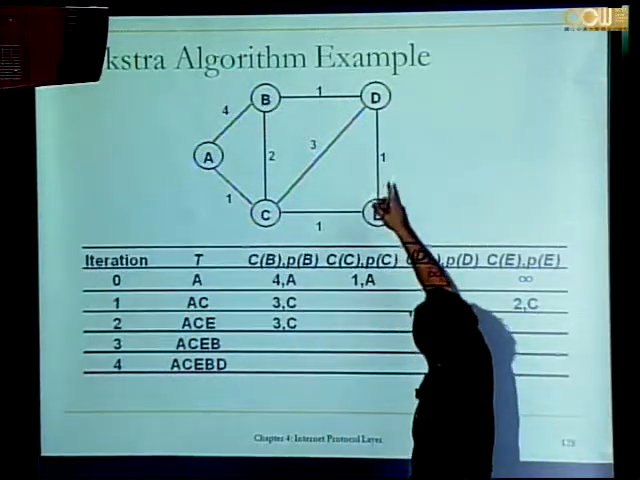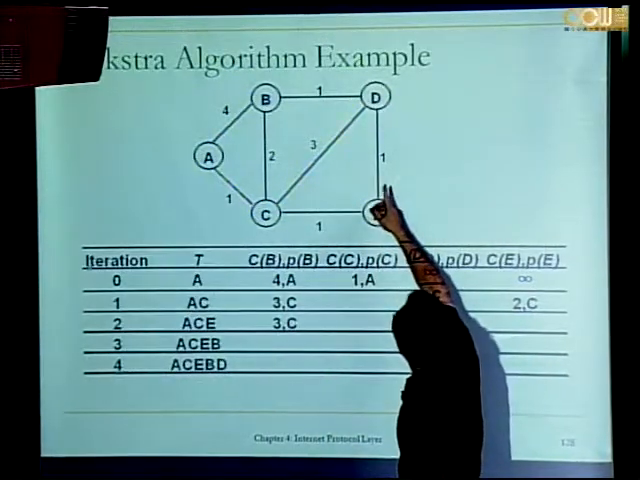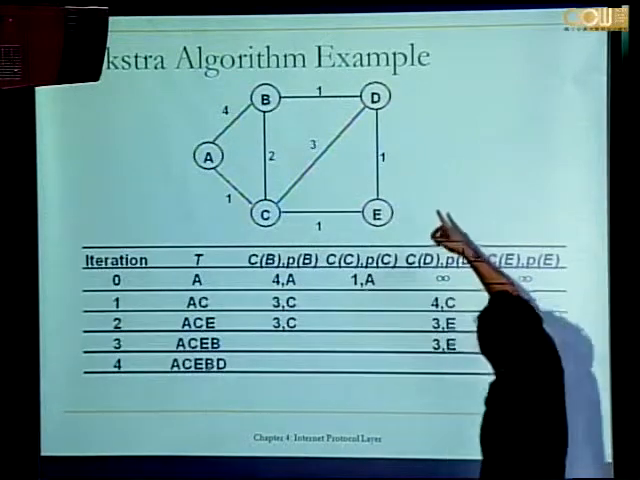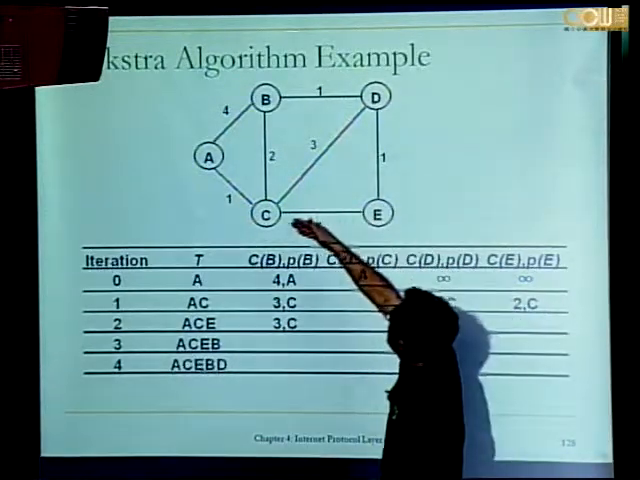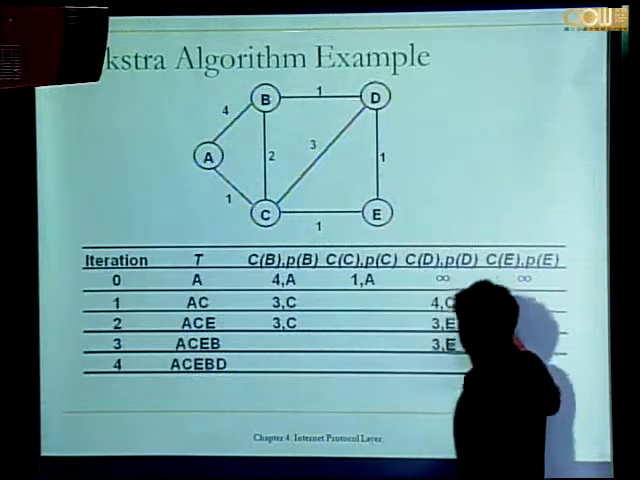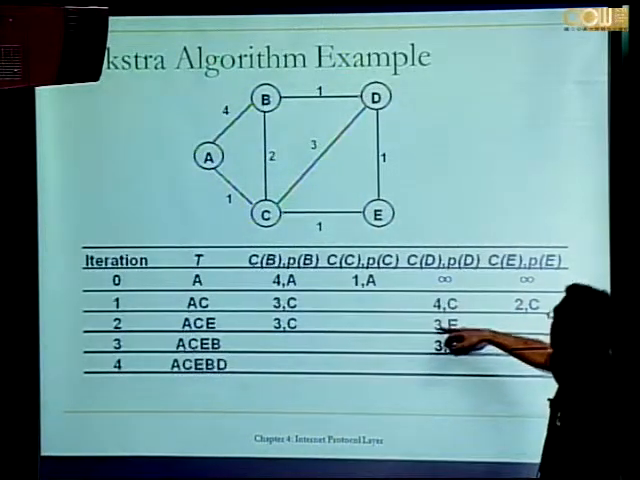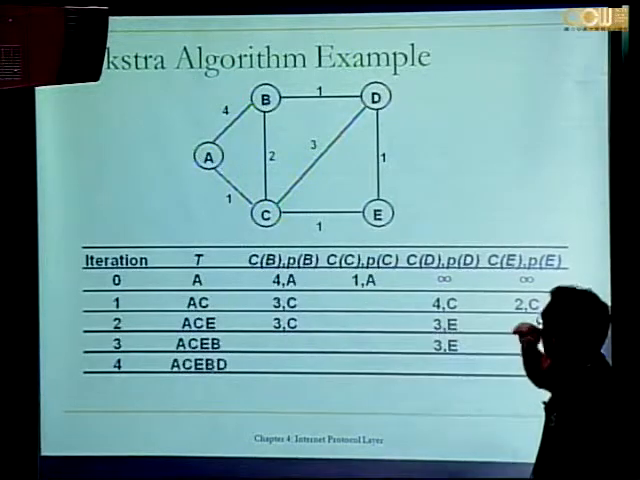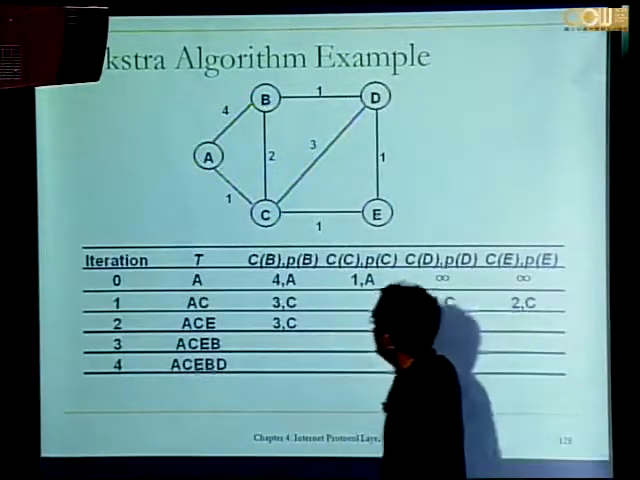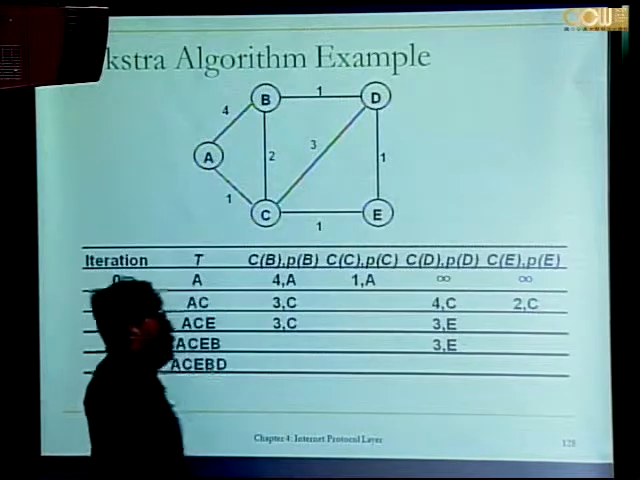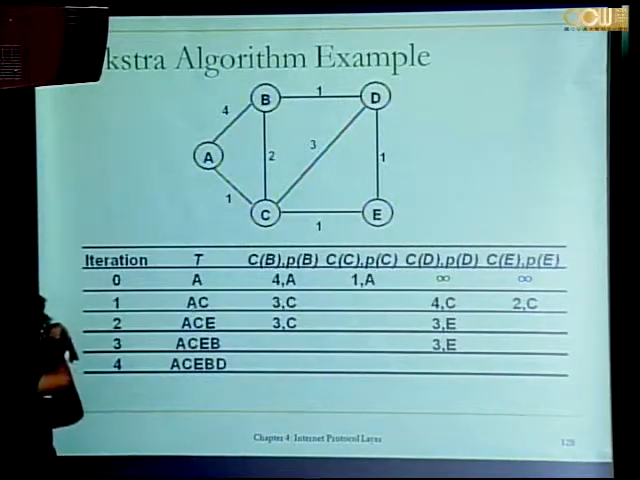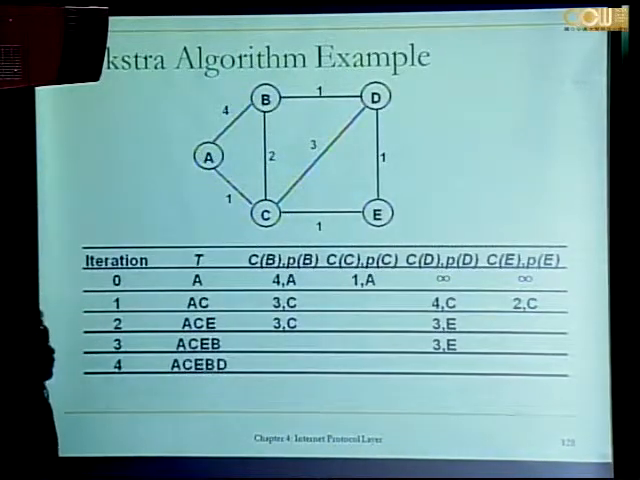Okay, can I label D? Yes. D's label was 4, but 2 plus 1 will be 3. So I relabel D from 4 to 3. So D has been relabeled, and that's the only thing I can label from E. Okay, that's done. So the next iteration I pick.